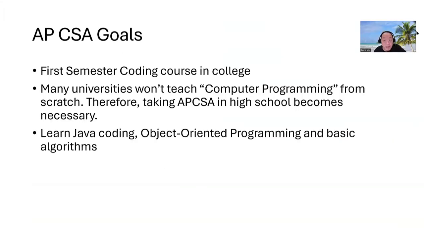The goal of the AP Computer Science A course is to become the first semester coding course in college. But many universities won't teach computer programming from scratch. They are assuming that you have some background. So taking AP Computer Science A in high school becomes necessary. This course is to learn Java coding, object-oriented programming, the concept of OOP, and also basic algorithms.